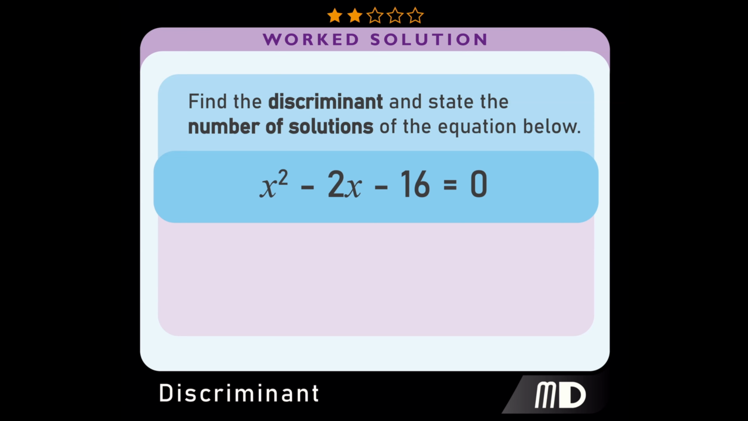Now in this video we're going to answer the following question. Find the discriminant and state the number of solutions of the equation below. And the equation we're given is x squared minus 2x minus 16 equals 0.